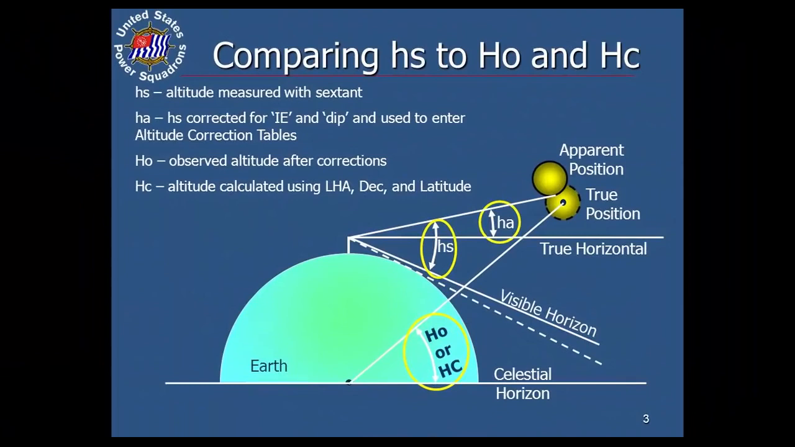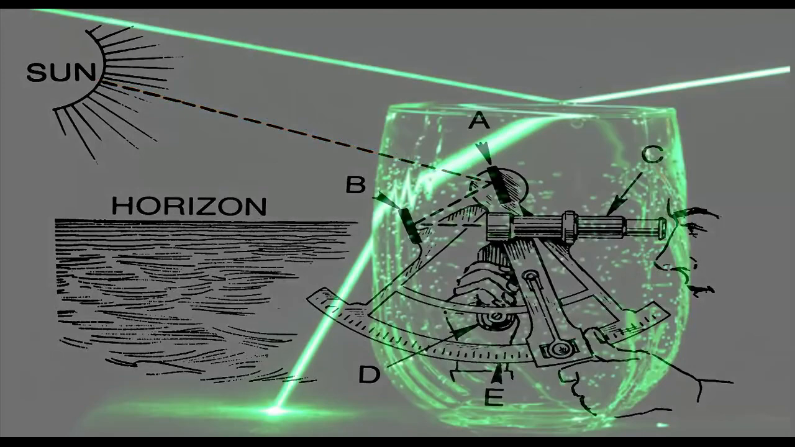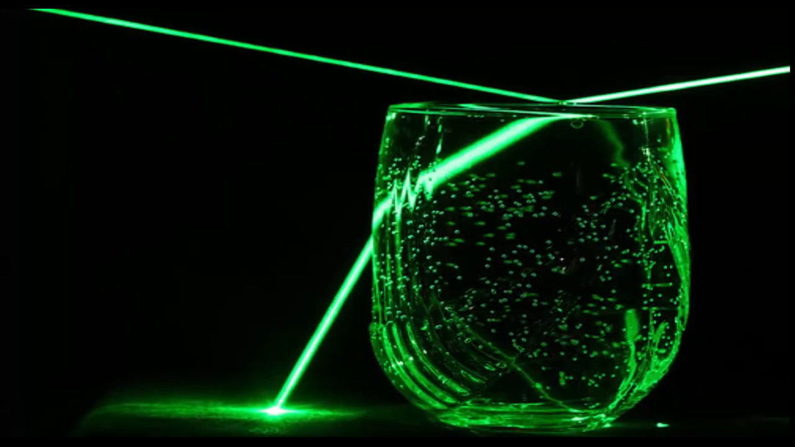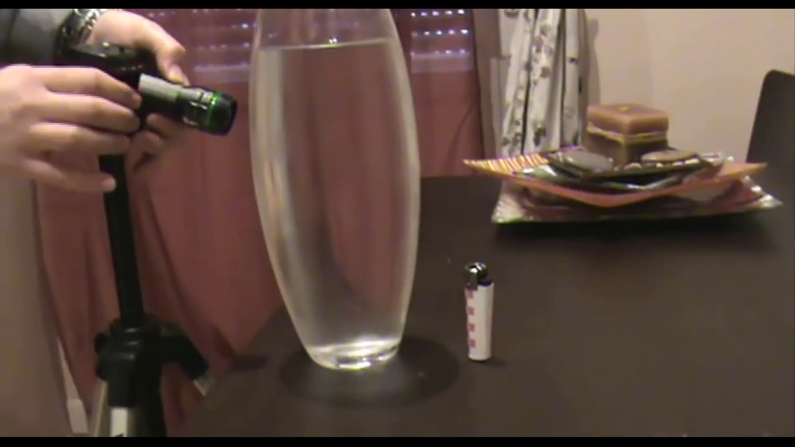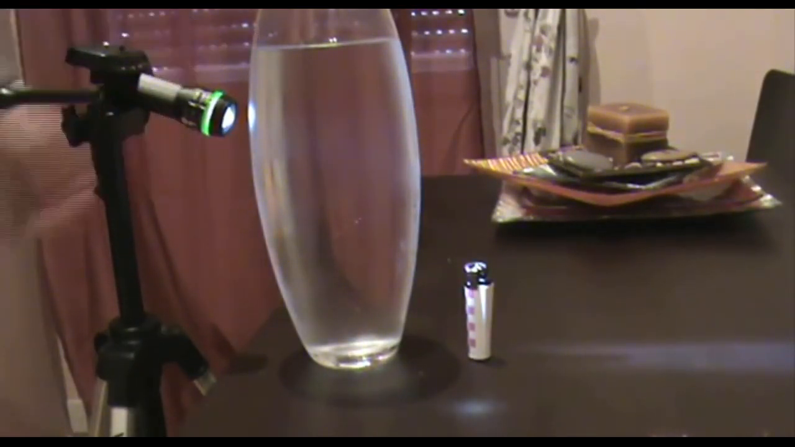Some people are going to tell me that the sunlight bends because of the atmosphere. Well, if the sunlight really bends because of the atmosphere, just like the laser beam through the water, then this is gonna make it even worse. And check this out, I'm trying to prove it to you.